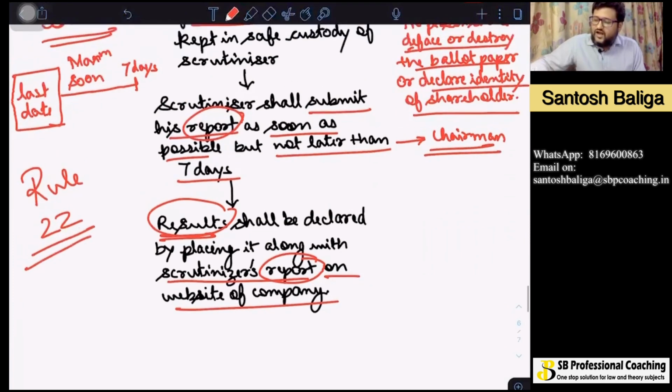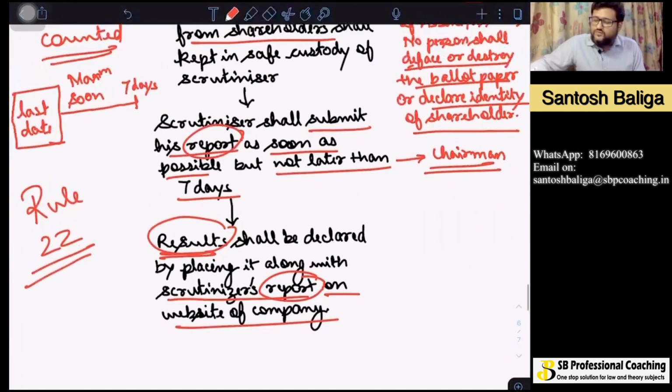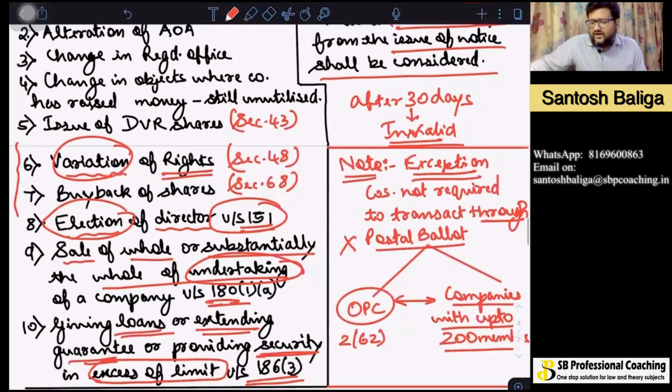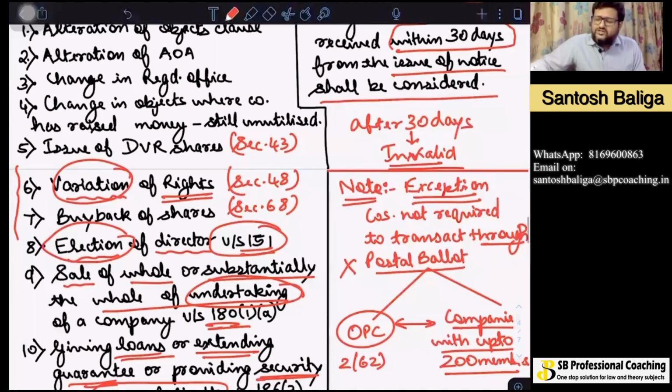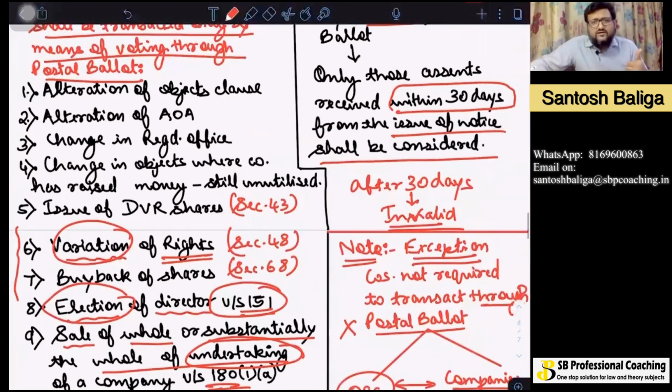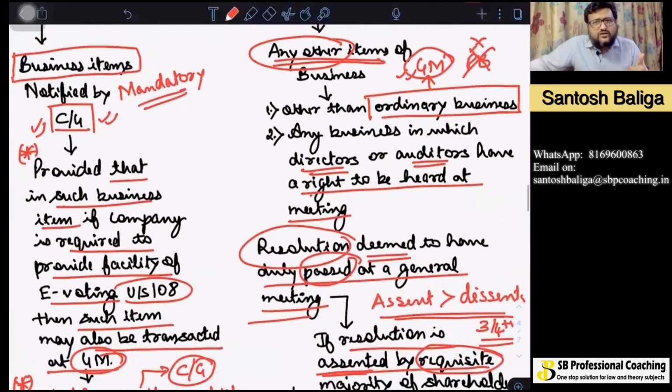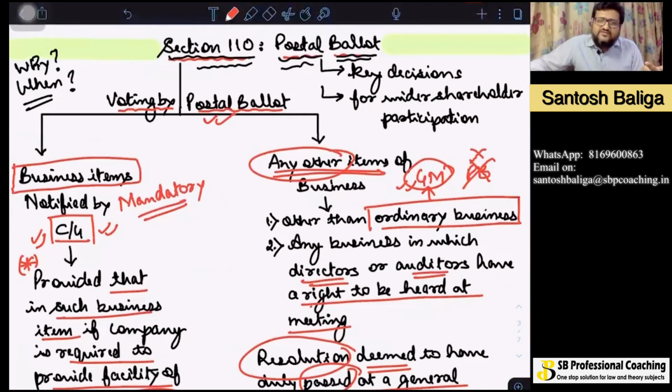So, I hope you have understood this section 110 completely. It is an important section in which you have to understand why, for wider participation of the shareholders, if the business items are notified by the central government or any other business items which are not ordinary business and not some business item where the director or auditor has to be heard, such a resolution which has been passed by postal ballot by the requisite majority of assents will be deemed to be passed in the duly convened general meeting itself.